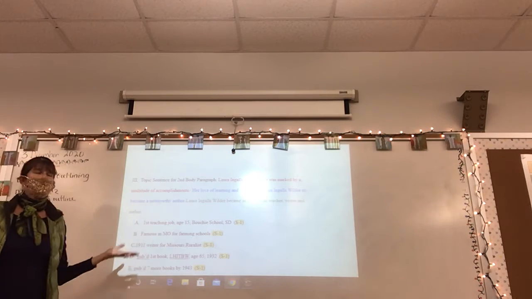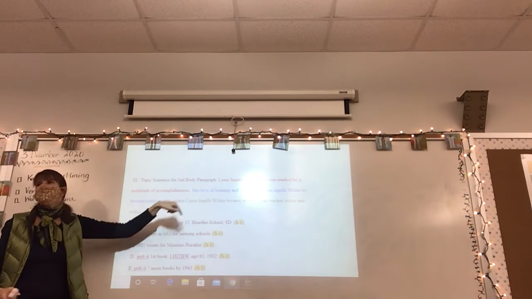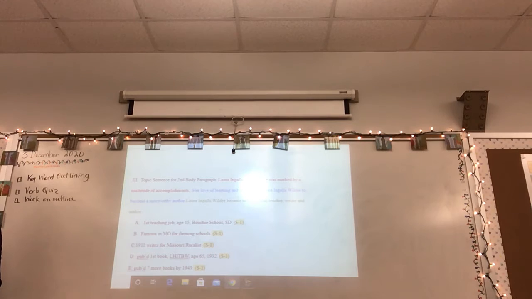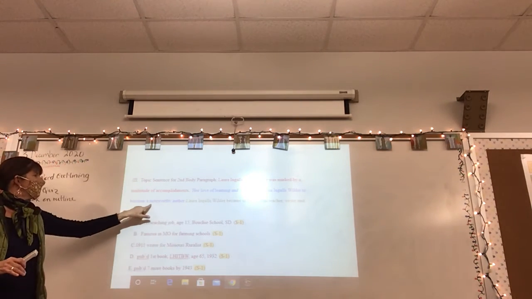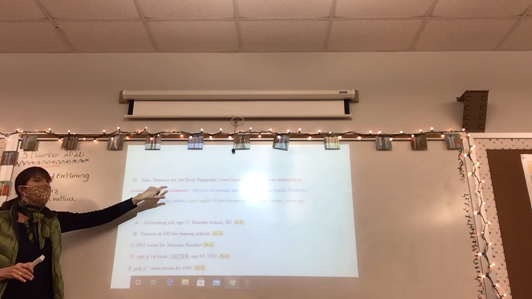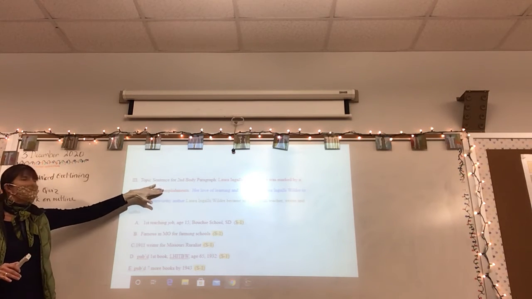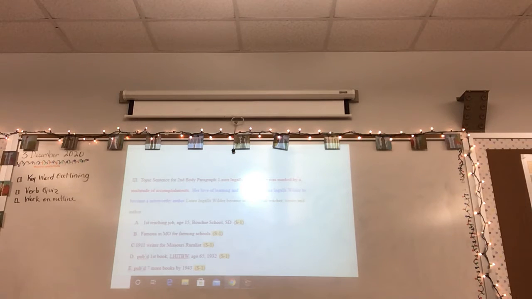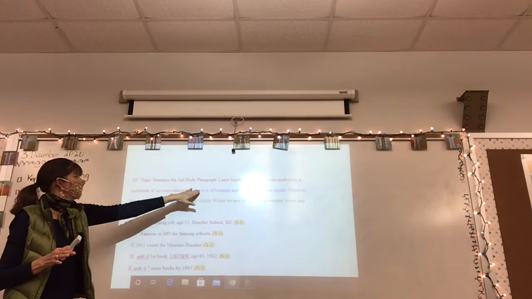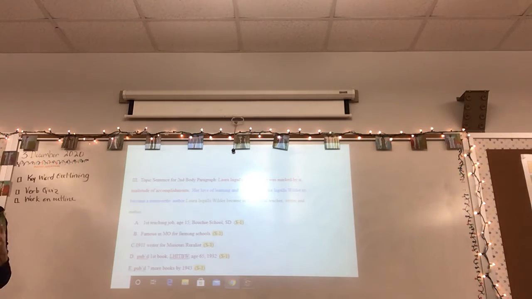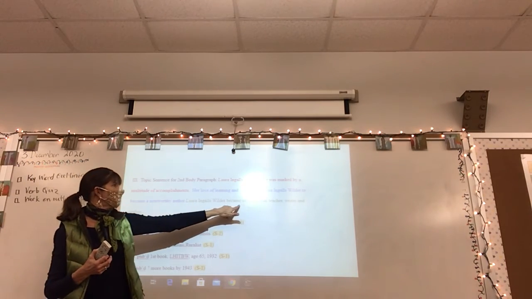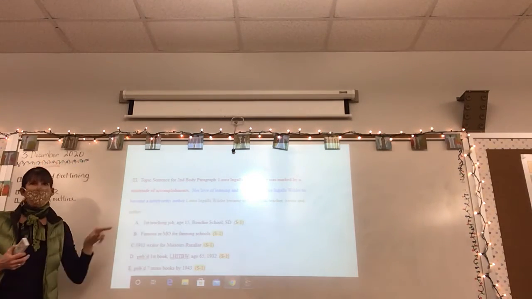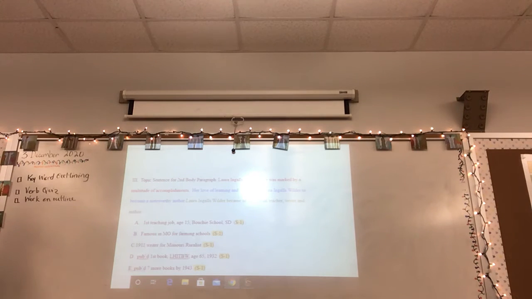So accomplishments. Laura Ingalls Wilder's life was marked by a multitude of accomplishments. Notice I did not say a lot. Her love of learning and writing led Laura Ingalls Wilder to become a noteworthy author. So here I use the word accomplishment. The ones in red are your basic, out-of-the-can topic sentence, and I have no problem with that. But I want you to see blue and green that you could actually be more specific. Here I list her accomplishments. Laura Ingalls Wilder became an influential teacher, writer, and author. And then my paragraph is going to be like that.